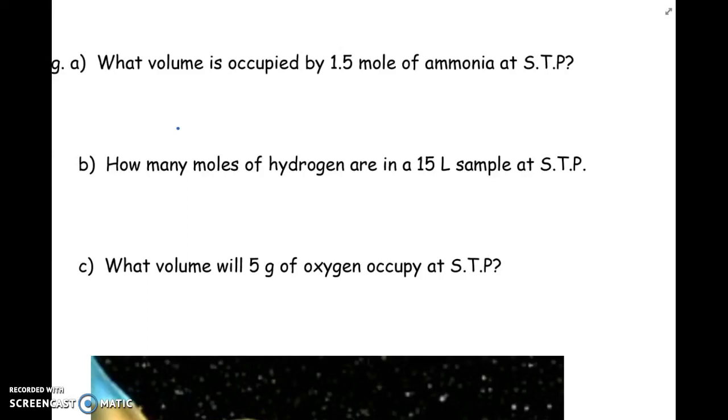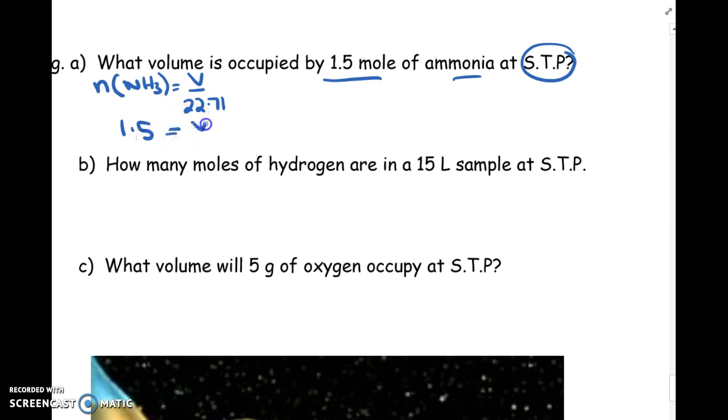Now let's try an example using molar volumes. What volume is occupied by 1.5 litres of ammonia gas at STP? So we need to write down our formula and tell our marker what we're doing. The number of moles of ammonia is equal to V over 22.71. So the number of moles was 1.5, equals V over 22.71.